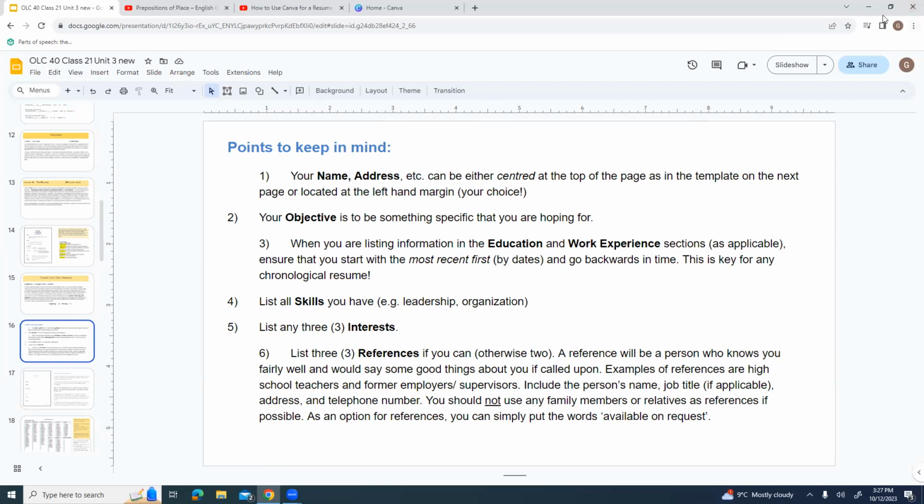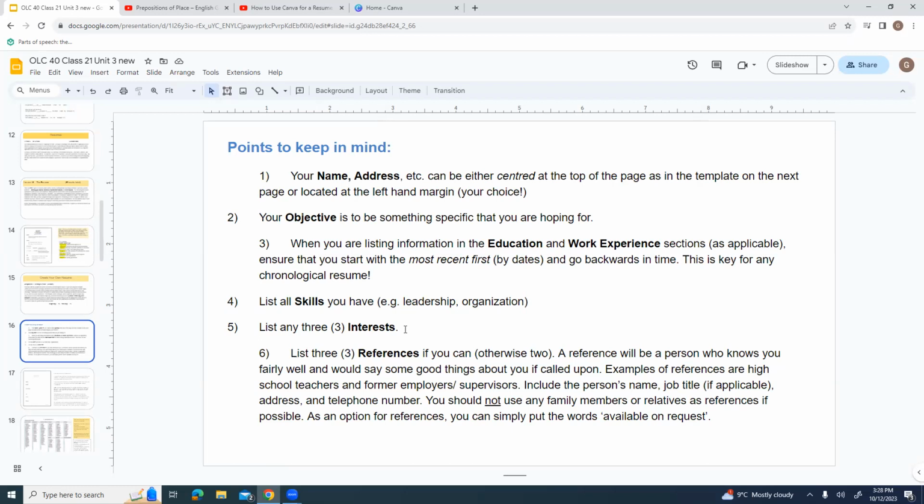List all the skills that you have, leadership, organization, also more specific skills. Like if you know how to do Excel spreadsheets, point that out. If you know how to do slideshows with PowerPoint, mention that.